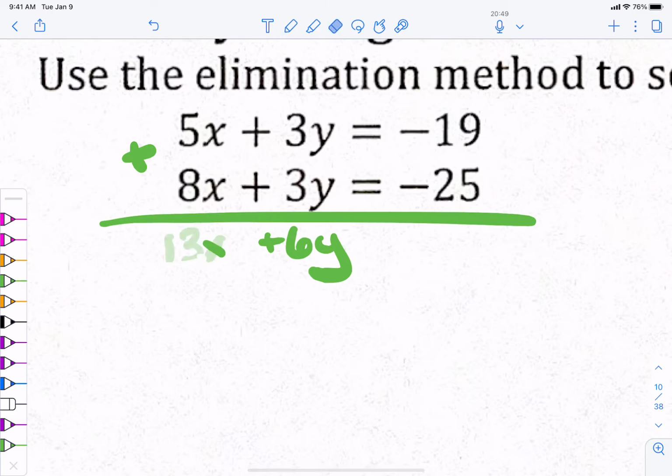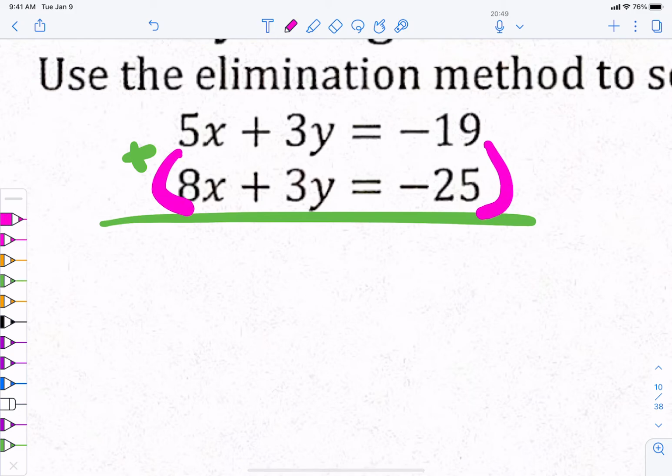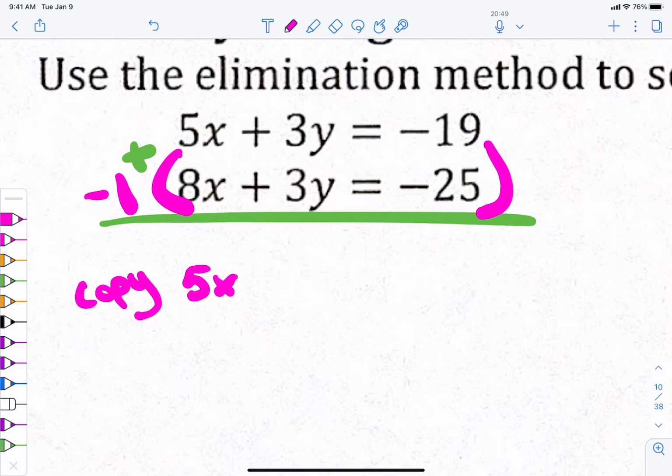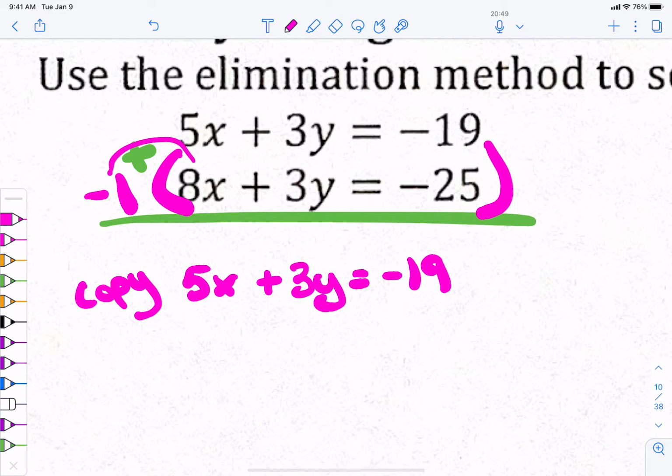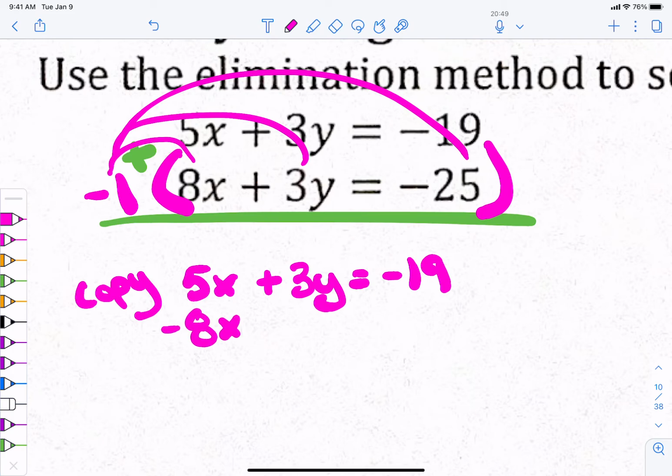But what cancels with 3y? Negative 3y. So let's multiply by a negative on one of them. The top one or the bottom one? Bottom one. Okay, so let's multiply the bottom equation by a negative 1. We're going to distribute a negative 1 through all that. All right, so I'm going to recopy the top. This is a copy of the top. 5x plus 3y equals negative 19. And then I'm going to take negative 1 and multiply everything by a negative 1, which really does just what Eli said. It's going to make everything a different symbol. So 8x will become negative 8x minus 3y equals positive 25. Okay?